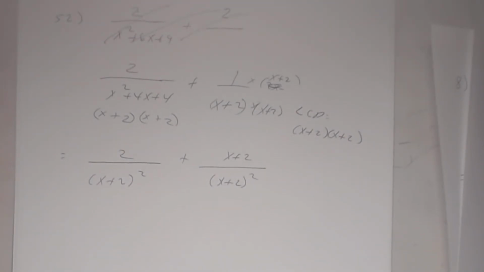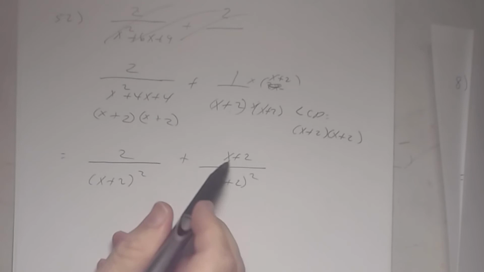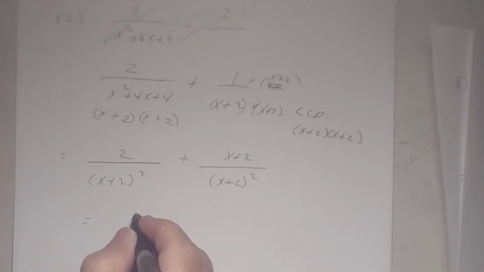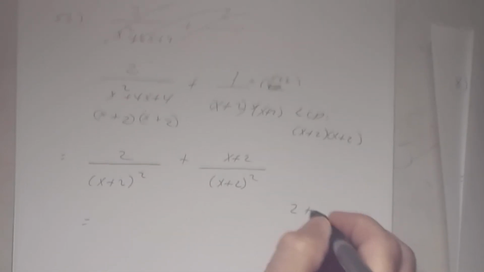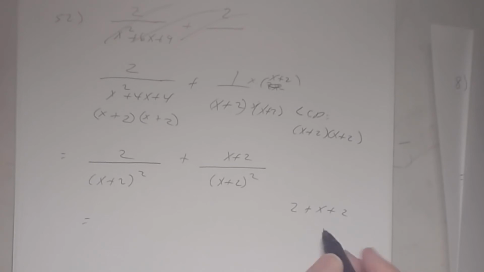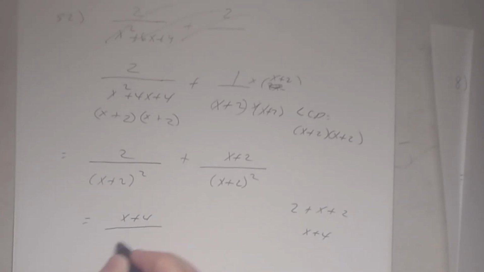Okay. Now I can write it as one fraction. Now this you can probably do in your head. What's 2 plus x plus 2? Well, maybe you can't do it in your head. 2 plus x plus 2? x plus 4. Combine like terms, you get x plus 4, right? That's the numerator.